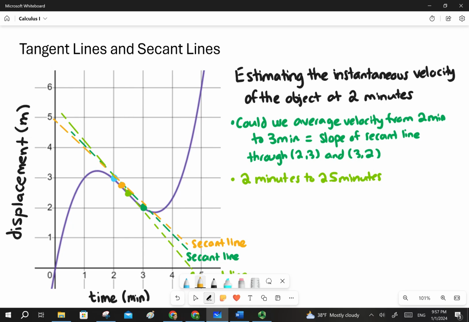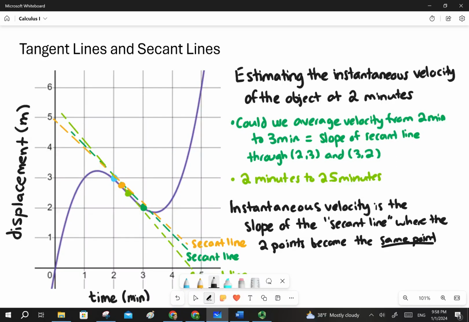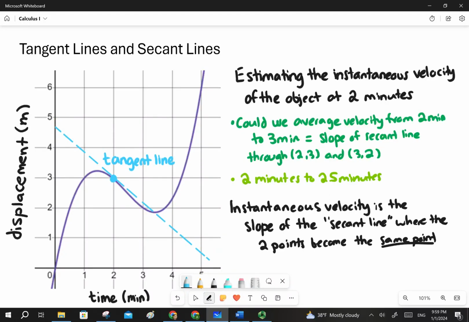The natural conclusion of this process is that the instantaneous velocity will be the slope of the line where the 2 points become the same point. This line is called the tangent line to the curve at t equals 2. Tangent comes from the Latin word tangere, which means to touch. Think like the English word tangible. And it is the line that just touches the curve in the neighborhood of 2.